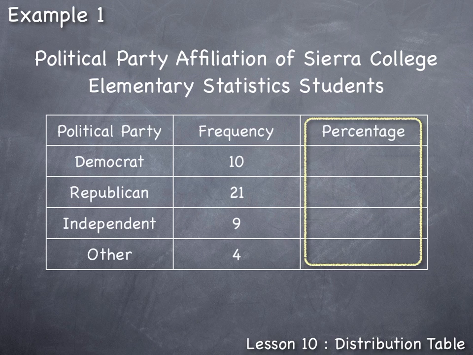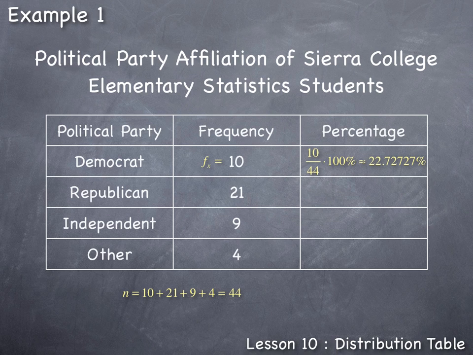Now, to complete the percentage column of this distribution table, we have to take the frequency, which is how many for each category, and divide by the total sample size. For Democrats, the frequency was 10 because there were 10 students who identified themselves as Democrat out of a total number of 44 students in the survey. The total sample size can be obtained by adding all of the frequencies. So in this case, the percentage of Democrats can be calculated by taking the frequency of 10, dividing by the total sample size, 44, and multiplying by 100% to convert it to a percentage.